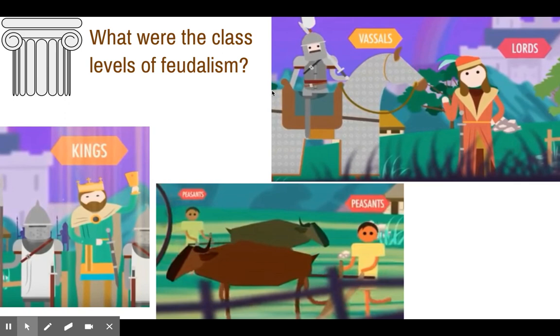All right, next question. What were the class levels of feudalism? So you have the kings, and then you have the lords, and you have the vassals. And this is really confusing because vassal is actually a term for anyone who works under a group. So technically the lord is a vassal to the king, and in some instances the king was a vassal to another king. Okay, so as you can see, this vassal here is also a knight. And then of course you have the peasants, and another term would be serf.